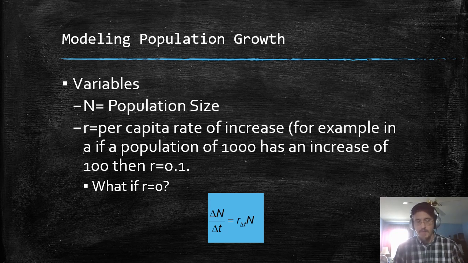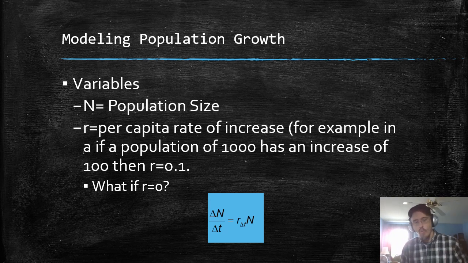So I have an example here. If a population of 1,000 has an increase of 100 individuals per year, then the individual rate of increase would be 0.1. So what that's telling you is for every member of the population, how many are born in a year. Okay, that's what that tells you. So how did I calculate that? I took 100 over 1,000. That's how that was calculated. So the per capita rate of increase for every individual that there is now, how many new individuals will there be in a year? Okay.